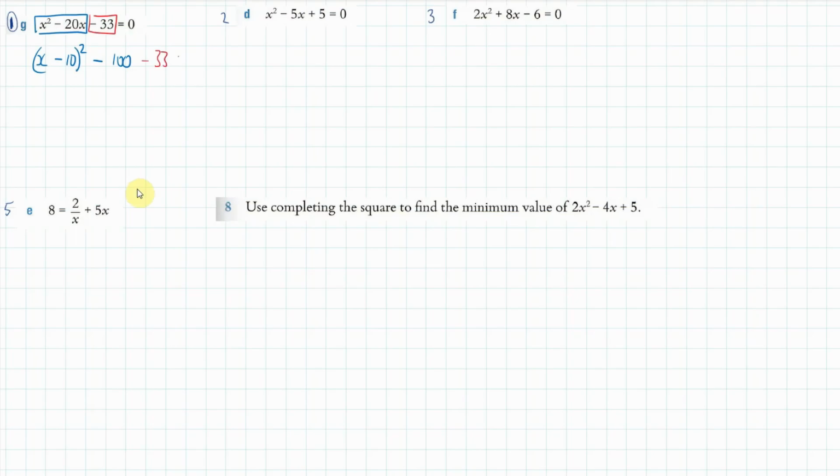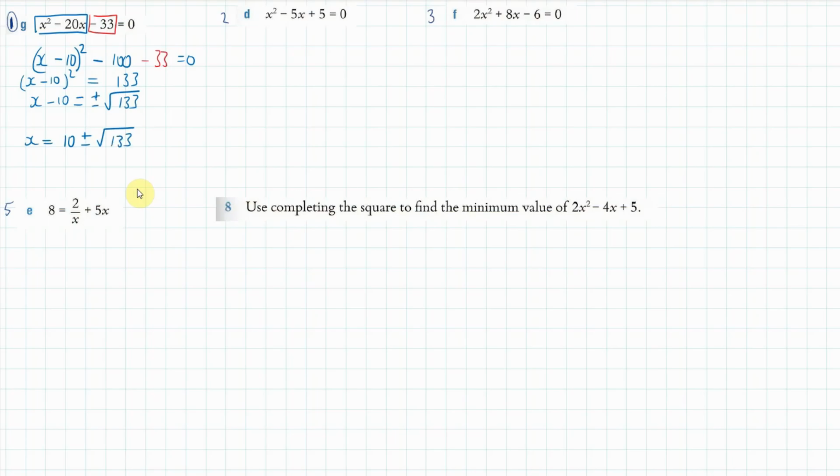And that's all equal to 0. Now let's move everything across to the other side. So we get x minus 10 all squared is equal to 133. And so x minus 10 is equal to, I'm square rooting both sides at this point, plus or minus the square root of 133. So x is equal to 10 plus or minus the square root of 133.